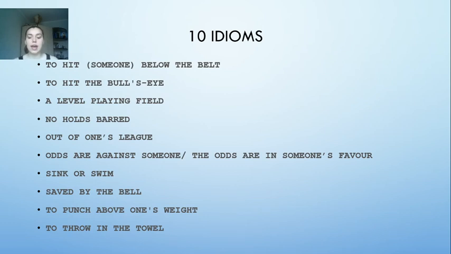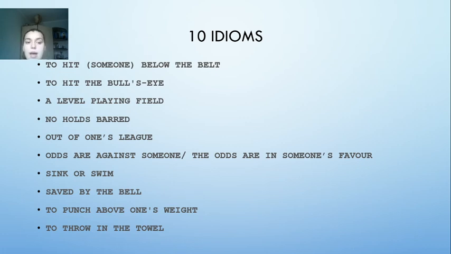So, I think that's enough, and now I wanted to speak about the 10 most popular idioms in English which are connected with sport. So, to hit someone below the belt. That means unfair play, when you are doing something that breaks some rules. As you can see, that idiom comes from boxing, where it is prohibited to hit your opponent below the belt. But now we use it if you want to say that rules were broken or there was violence and something like this.